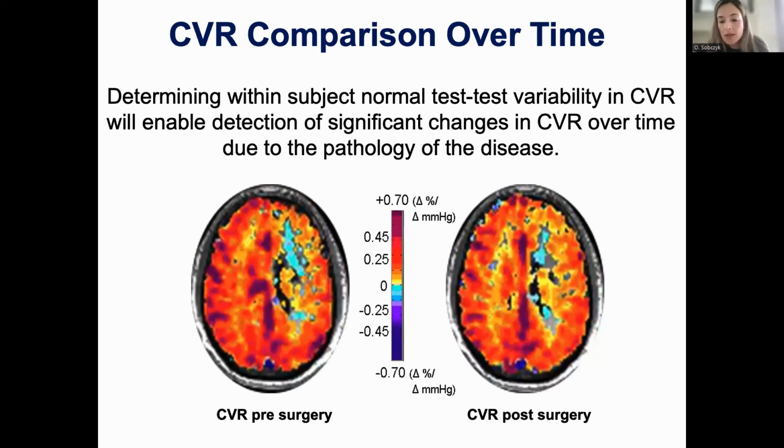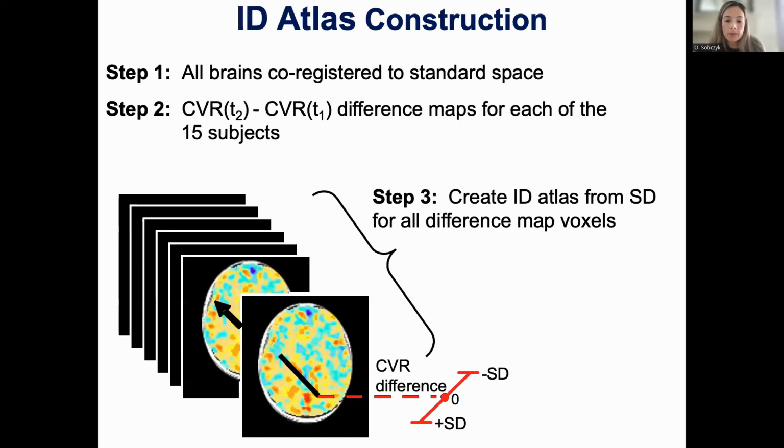So Z maps allow us to examine changes in a patient at a single time point, but CVRs are also useful for monitoring the progression of a neurological disease over time and looking at differences pre and post intervention. Therefore, we need a method of assessing repeatability. So to examine variability among time points, we create something called interval test difference, or IDZ maps. We love our acronyms in our lab.